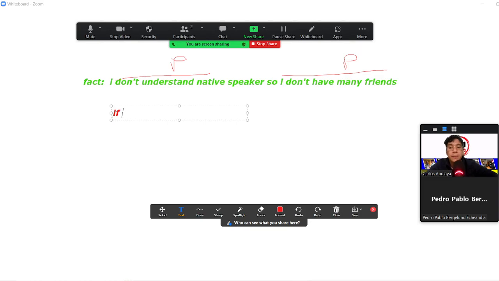If I understand native speakers. Okay, focus on this. If I understand native speakers. Si yo entiendo, acá dice, si yo entiendo.